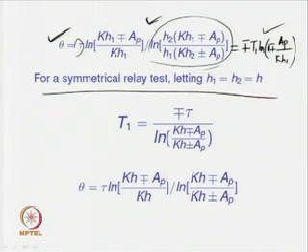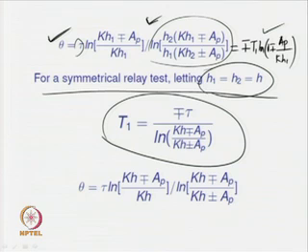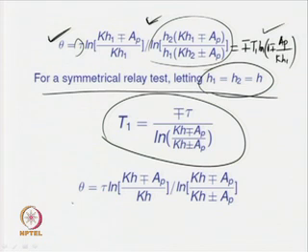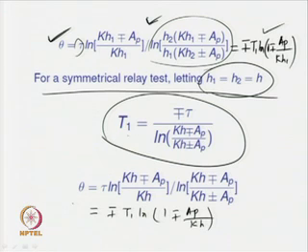Now, for a symmetrical relay, what will happen? H 1 is equal to H 2 is equal to H. Substitution of that will yield the explicit expressions in the form of T 1 is equal to minus plus tau upon ln of k h minus plus A p by k h plus minus A p. Please take care of the minus plus, plus minus, because the first order plus dead time process could be stable or unstable. Okay. Now, the second expression can again be rewritten in the form of minus plus T 1 ln of 1 minus plus A p by k h, and upon substitution of this T 1 you will get this full expression given by this.